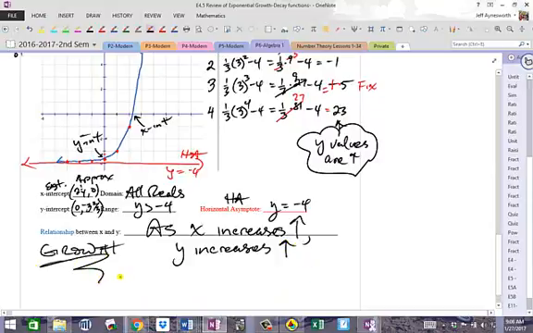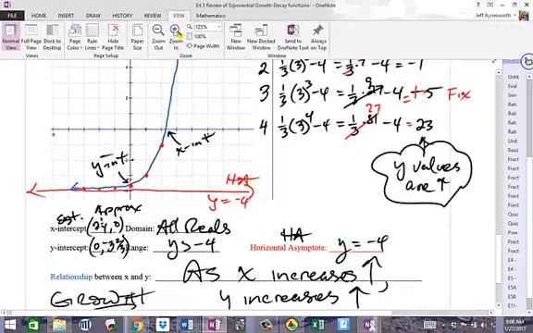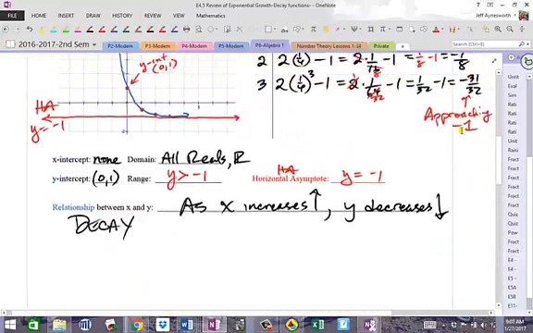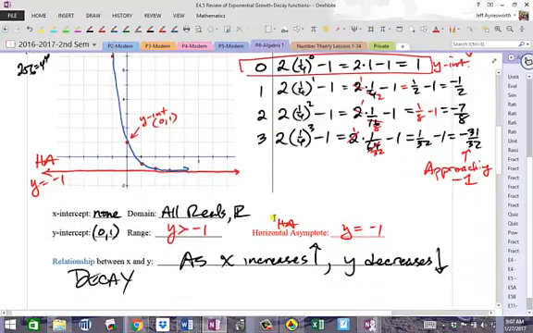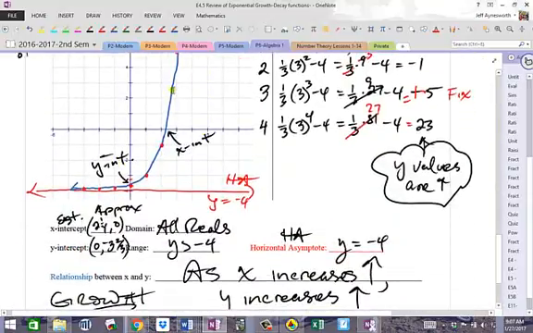All right, and that right there is a full review of 2 harder examples, but it's a good review of all the arithmetic and what it means to be a decay function. Let's review that again. As x increases, y values decrease. They go down, and that's why it's sloped downward from left to right. And then growth functions, they slope upward from left to right because they both increase together.